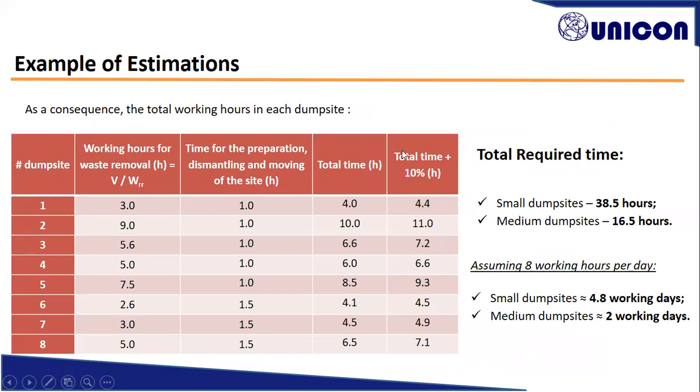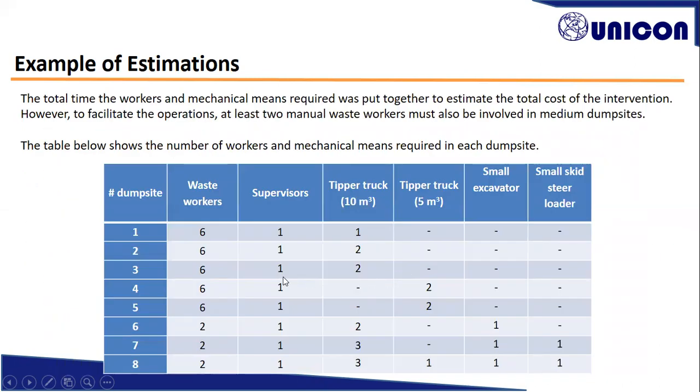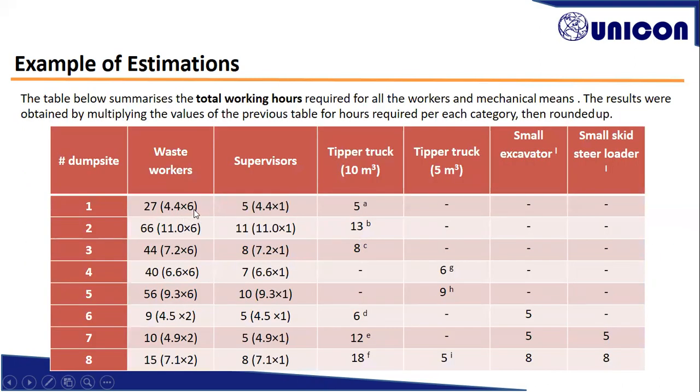So here you can see the total time in terms of working hours, 4.4 and 11, for example, for the first 2 sites. Here you can see 4.4 multiplied by 6, or 11 multiplied by 6. The same is for supervisors. Indeed, you will need the same working hours, but you have only one supervisor, for example, in dump site 1. This value is then rounded up and resulted in 5.